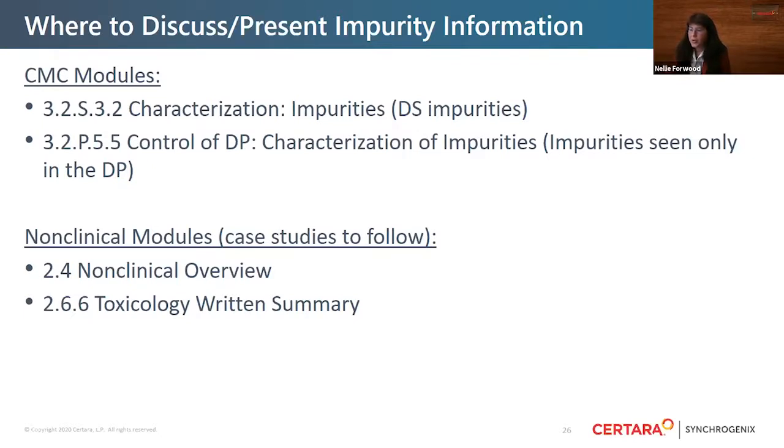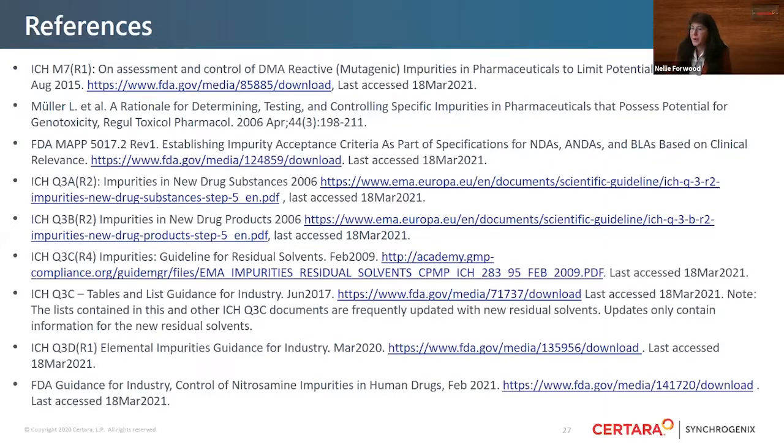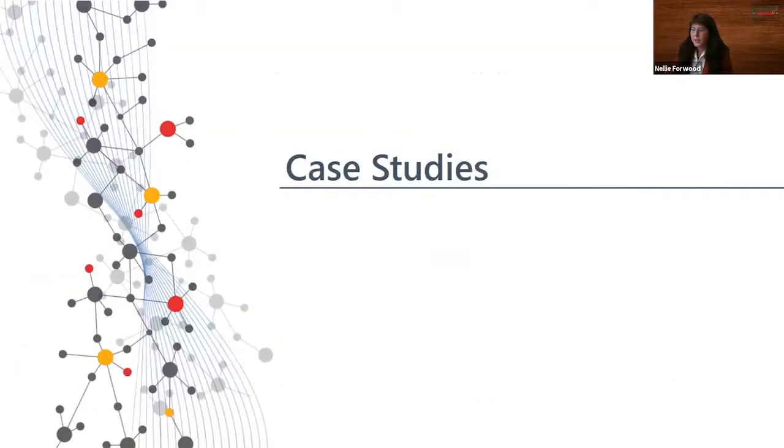Your non-clinical modules are where you're going to discuss this information. First off, your CMC modules are going to refer to them; all your testing reports and everything go into the non-clinical modules. The non-clinical modules that are going to contain these discussions are module 2.4, non-clinical overview, and module 2.6.6, toxicology written summary. We have a list of the references that we used to write this portion of the presentation. And now we're going to go on to the case studies.